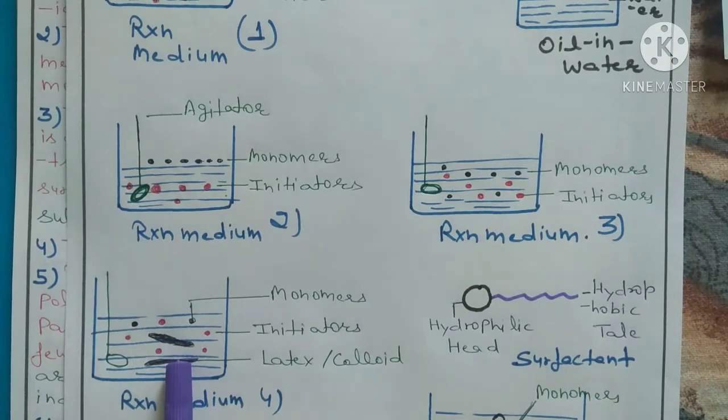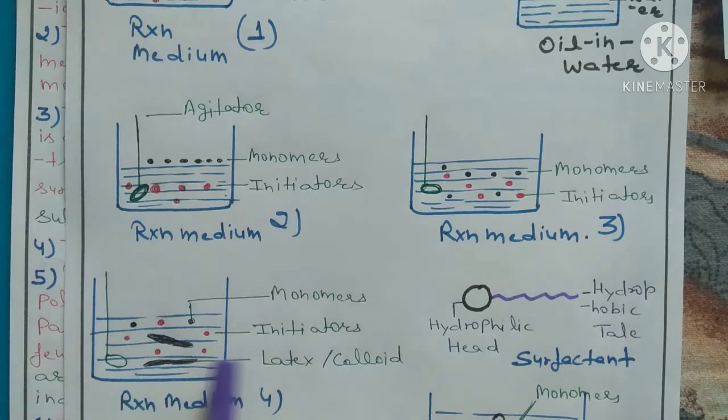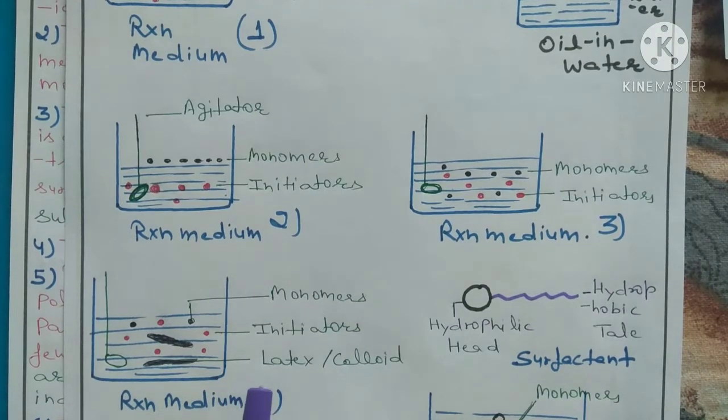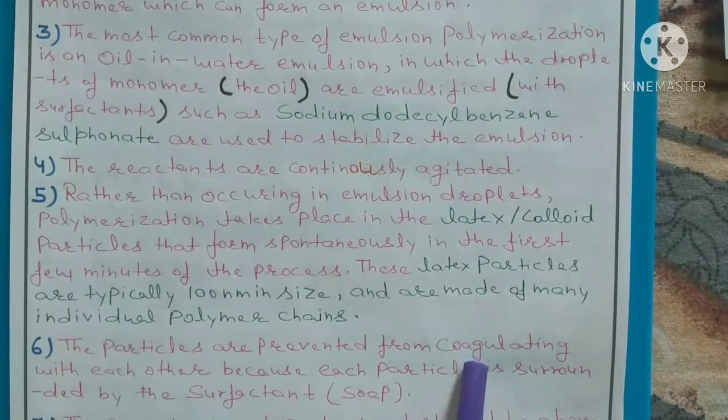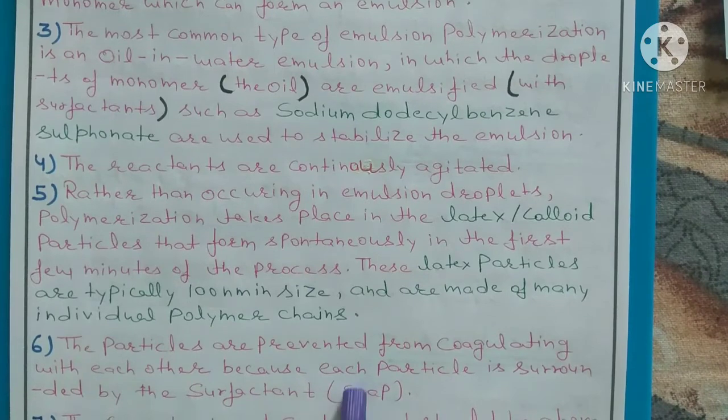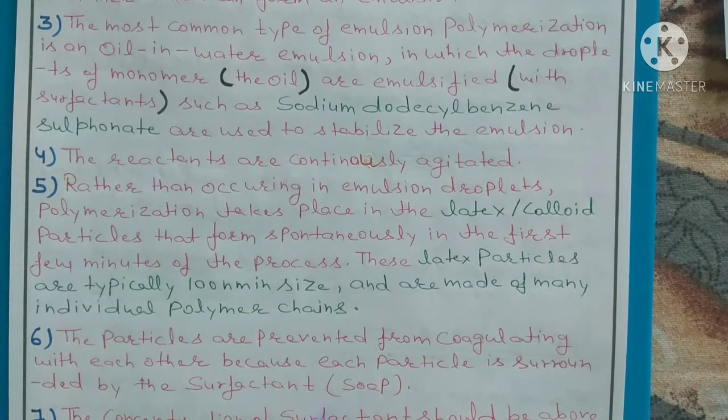As we know, these latex or colloid particles are a combination of individual polymer chains, and we need polymer in the form of polymeric chains, not in the form of latex or colloid. So to overcome this coagulation, we add surfactant into the reaction medium so that individual polymer chains can form inside the micelles. Here, the particles are prevented from coagulating with each other because each particle is surrounded by the surfactant, that is soap.